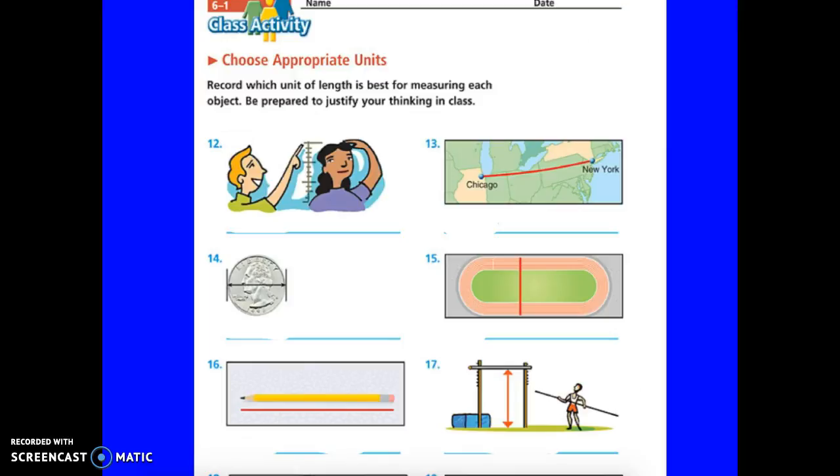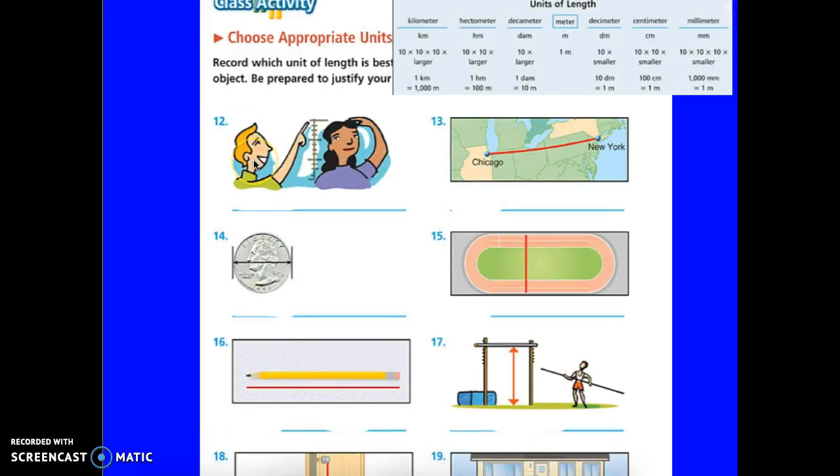All right, great work. All right, for this next exercise, we're going to decide which unit is appropriate to measure different things.